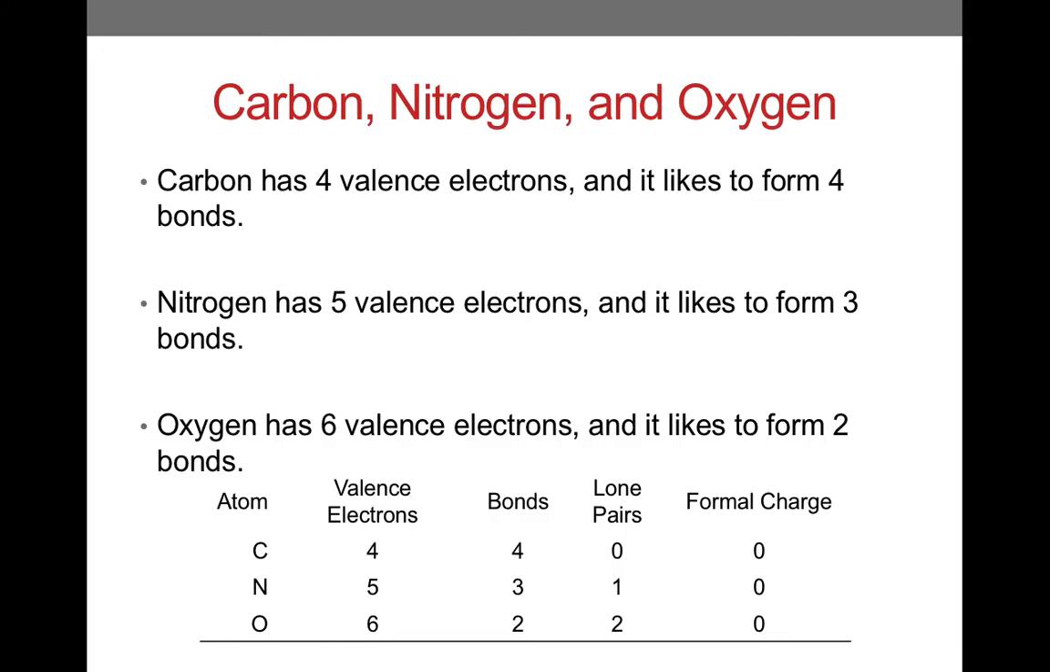Carbon, nitrogen, and oxygen are three elements that we will use frequently in organic chemistry, so it's very important to have an understanding of them. Carbon has 4 valence electrons, and it likes to form 4 bonds. Nitrogen has 5 valence electrons, and it likes to form 3 bonds. Oxygen has 6 valence electrons, and it likes to form 2 bonds.